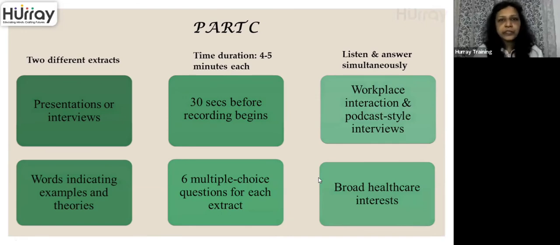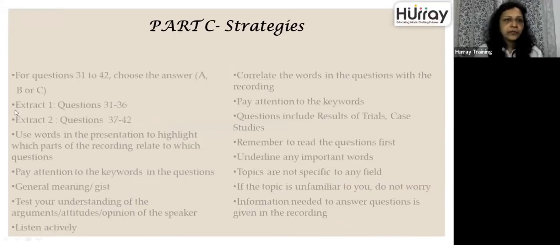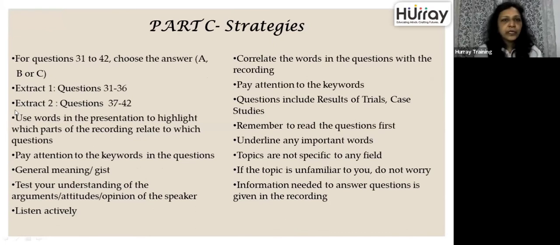Let's look at the strategies for part C. Let's look at these one by one. There are a lot of points, but most of these I've already covered. Questions 31 to 42 is the first extract. You'll have to choose between A, B, and C. That's 12 questions, 6 and 6. So 31 to 42 is 12. First extract is 31 to 36 question numbers. Second extract is from 37 to 42.